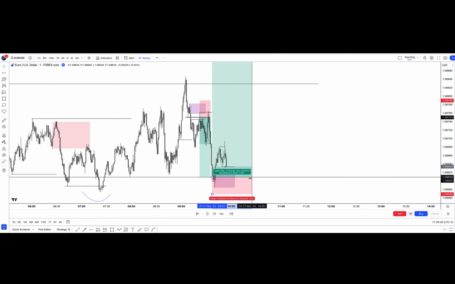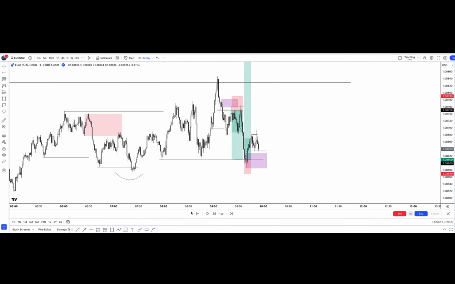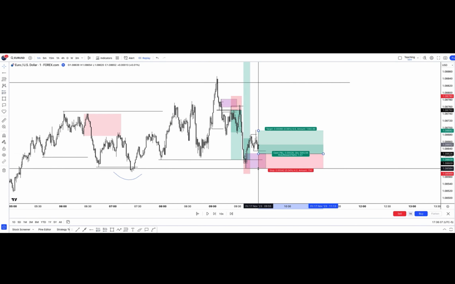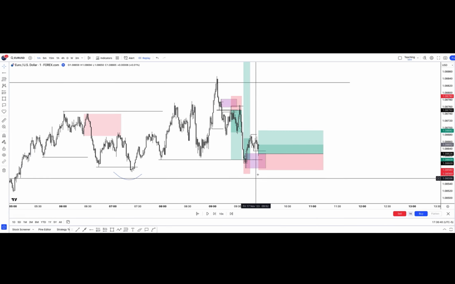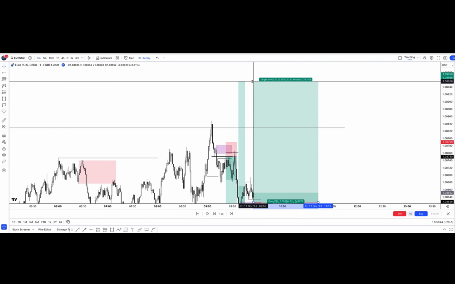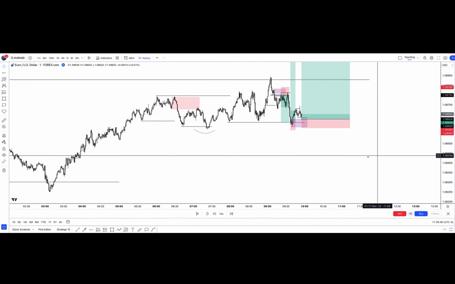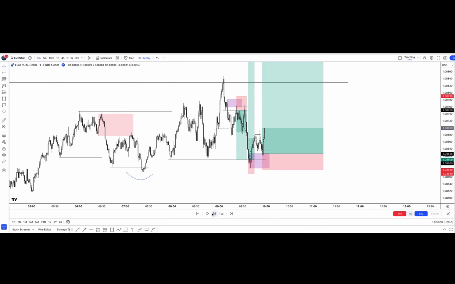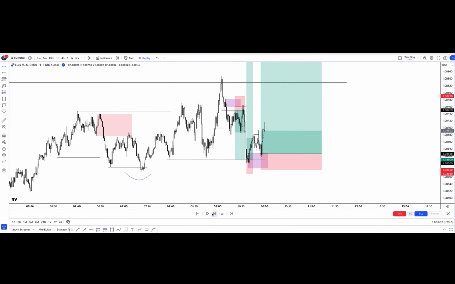Come down below, and we get tapped in. So here's our entry here. Stop goes below. And again, where are we targeting? Up here. Okay, so we get tapped in, and price moves away.